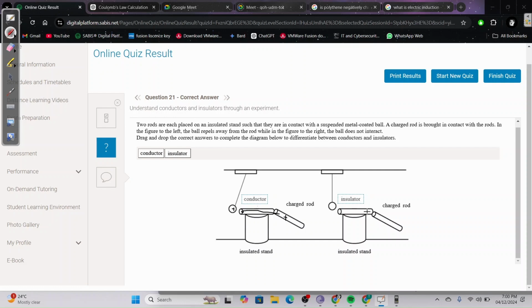Here, this stopped all the charges, so it just blocked it. Nothing could go through, so it stayed stationary. It didn't receive any charge. The ball didn't receive anything.